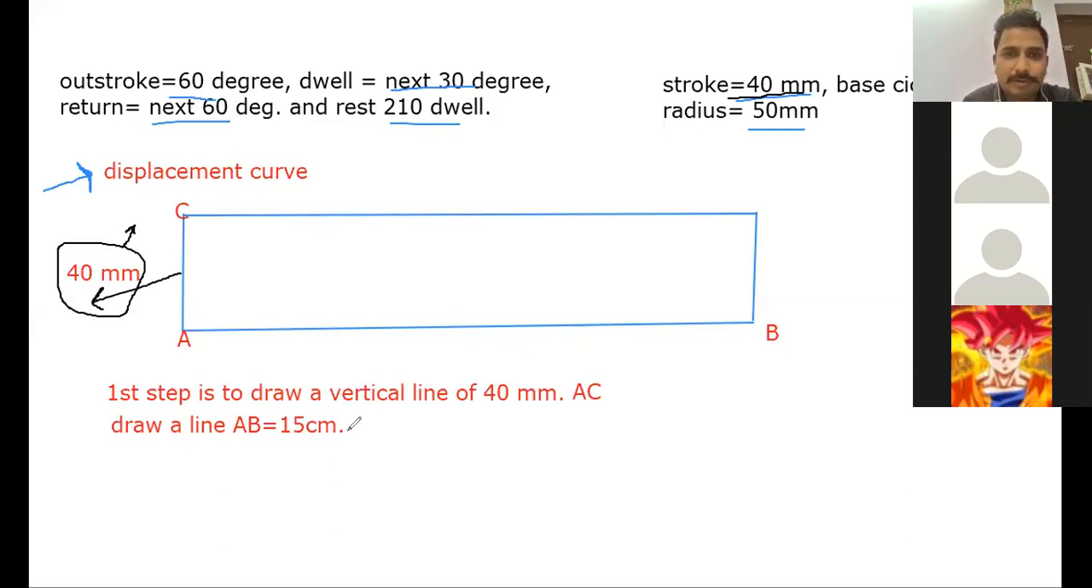Sir, why 15? I will tell you why 15: you can draw it beyond, but we only have 150 degrees with us in the question. Nothing is there beyond this side. You cannot draw a line 36 centimeters long completely on the sheet, right? So we are only drawing that much.